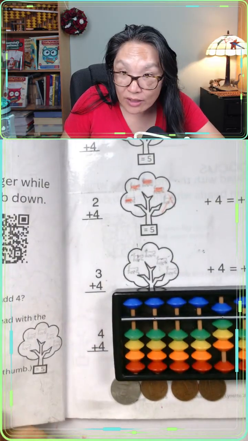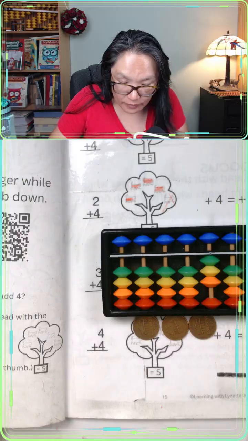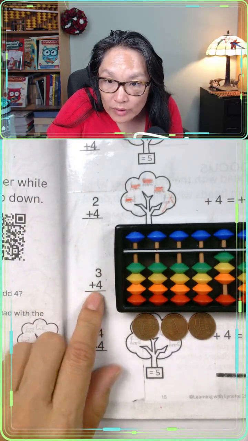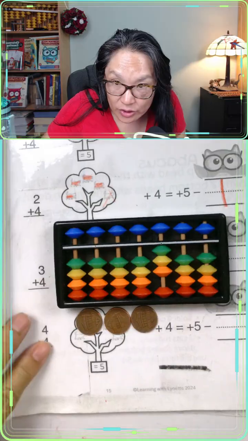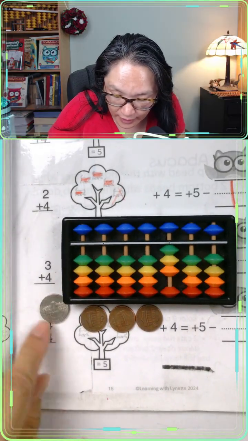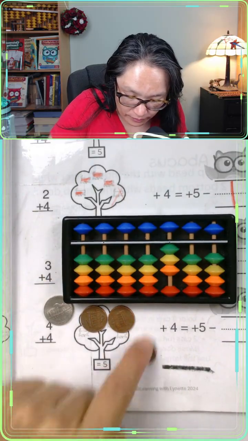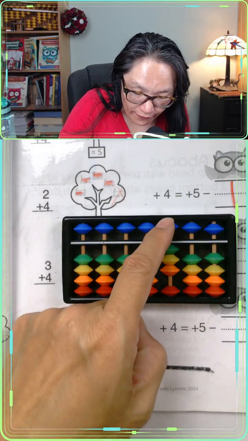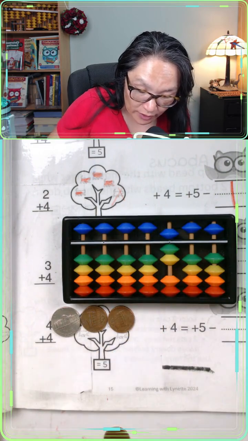So we could do it again with the 3. If I have 3 on my abacus, 1, 2, 3, I want to add the 4. To add the 4, what are we doing? Well, we don't have any more beads to add the 4. Guess what? We need to give you a 5. If I give you 5 cents, that's too much. So I take away 1. So my final answer is 7. 5, 6, 7. We could do it again on the abacus. We add the 5 and we take away the 1. So my final answer is 7.